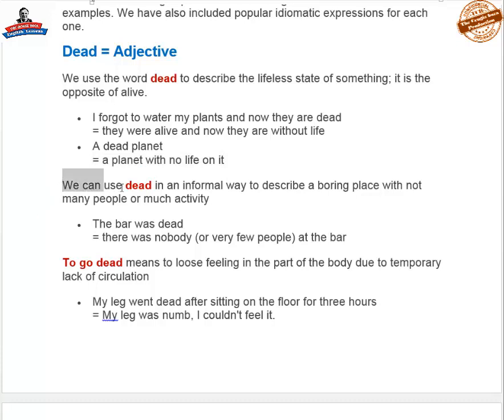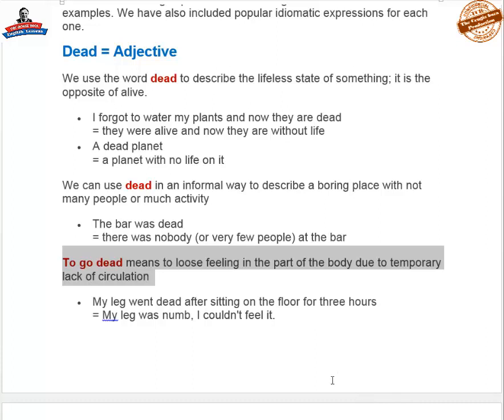We can use dead in an informal way to describe a boring place with not many people or much activity. For example, the bar was dead. This means there was nobody or very few people at the bar. The atmosphere was boring.